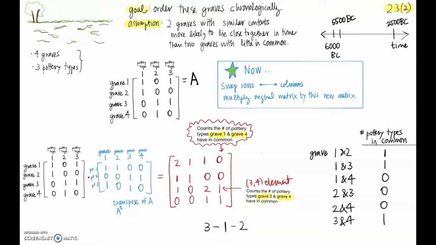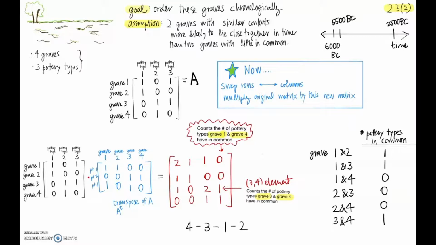Okay, what about 4? What is 4's relationship? It really has nothing in common with 1, nothing in common with 2. It does have something in common with 3. So it's probably linked to 3 somehow. And this is a type of ordering of the graves.